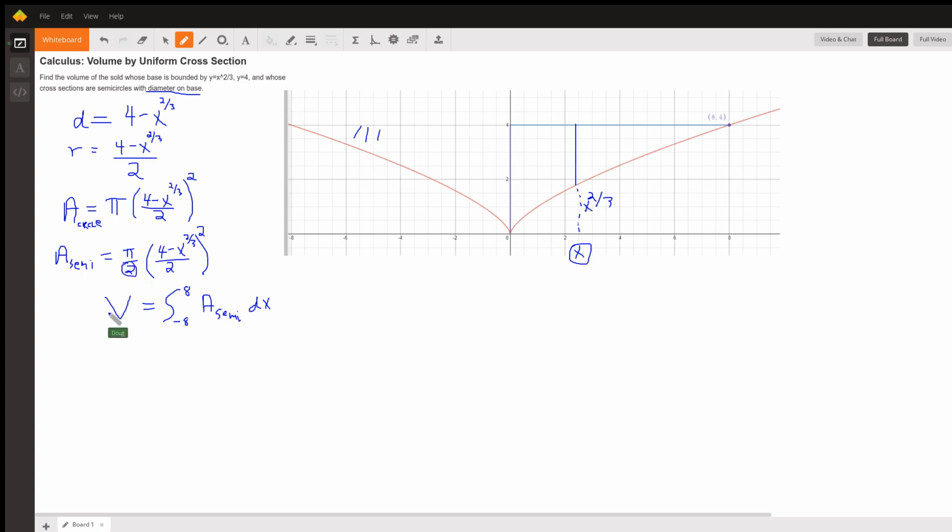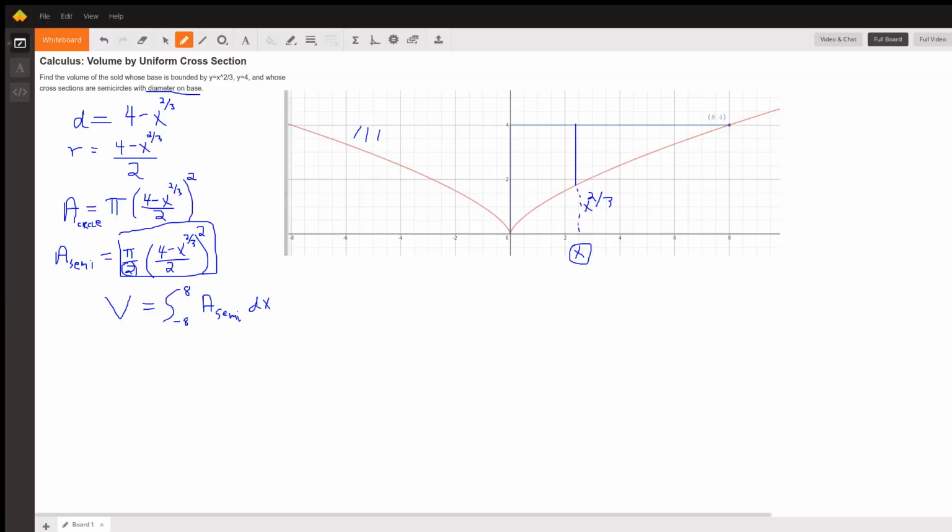And then the volume of the solid created will be the definite integral from -8 to 8 of the area of the semicircle, which is this formula right here. So you'll have to square that, probably pull out some constants, find the antiderivative, and evaluate. So just so you can see what's going on, I'm going to share screen.